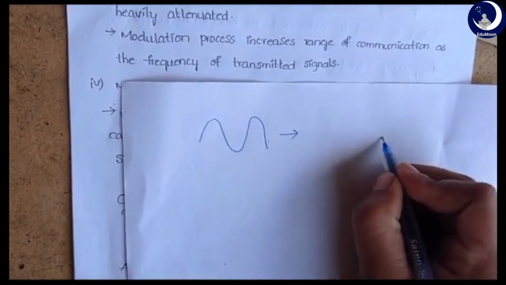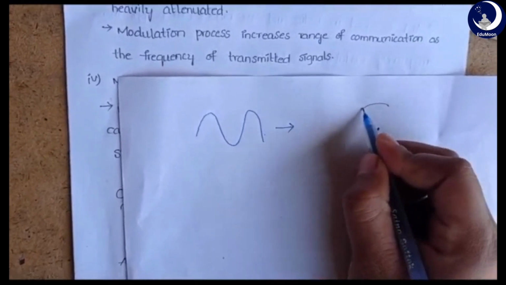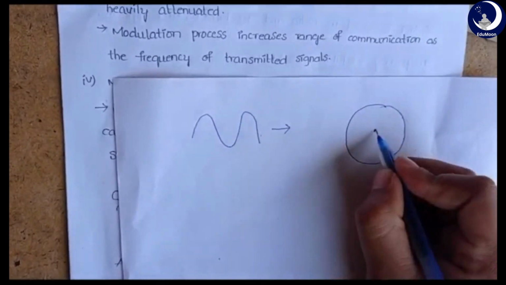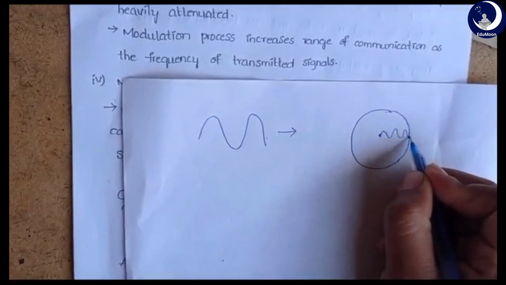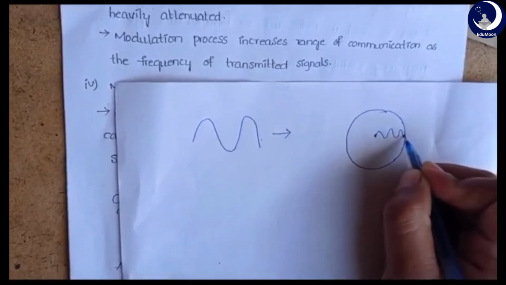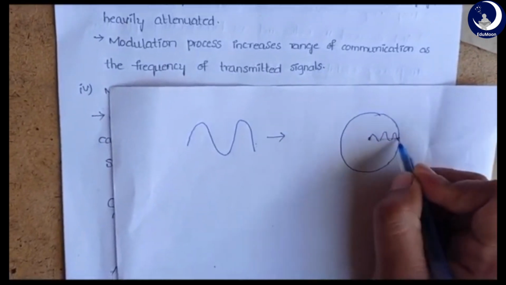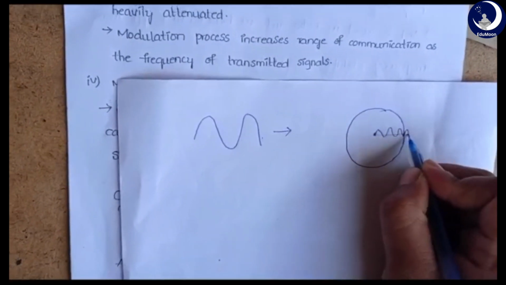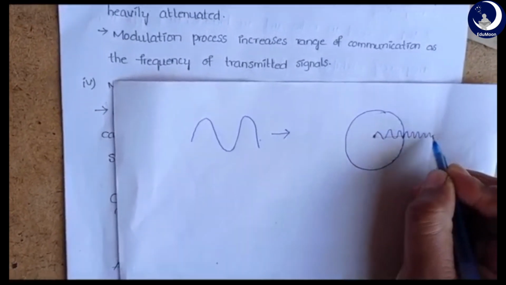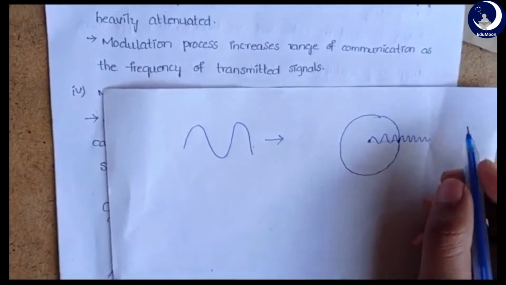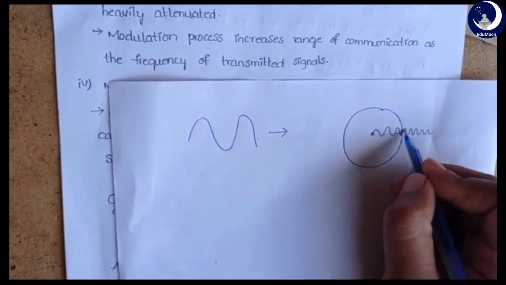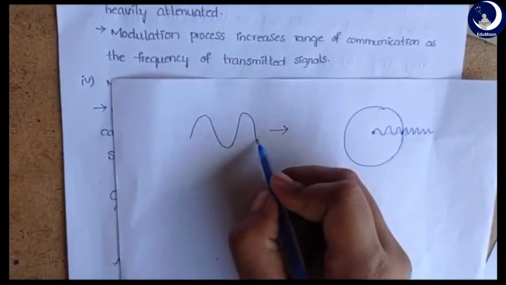For example, consider this is a transmitting antenna and this is the area which it covers. Up to this point it will be transmitted without any attenuation, but after this particular distance from the transmitter there will be attenuation, like suppression of the signal, some losses occurring, when we use a low frequency signal.